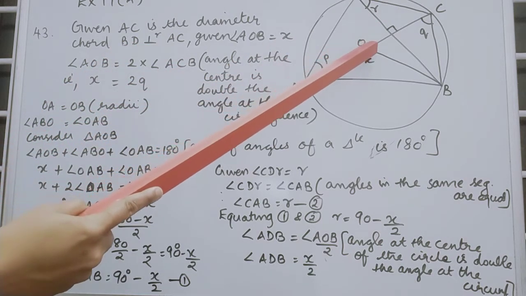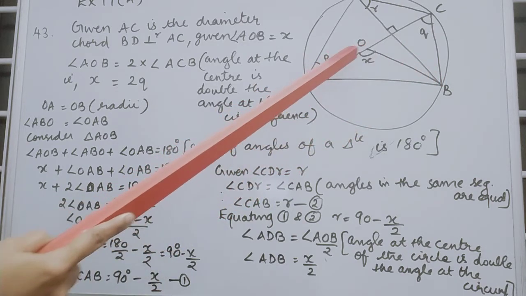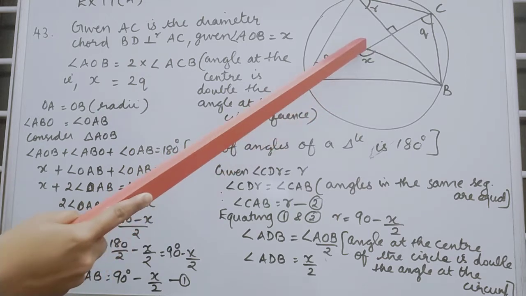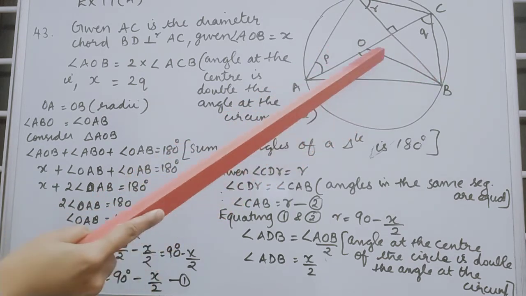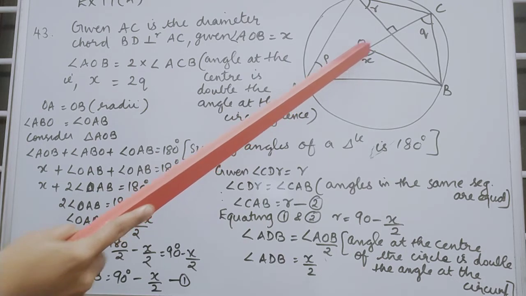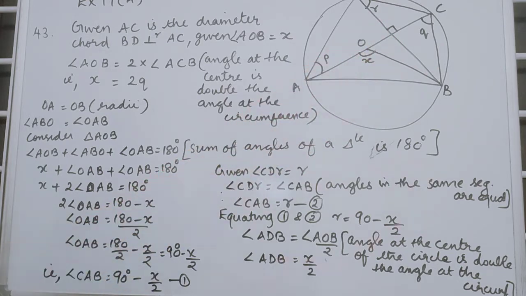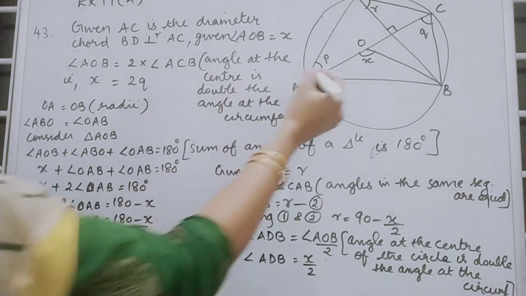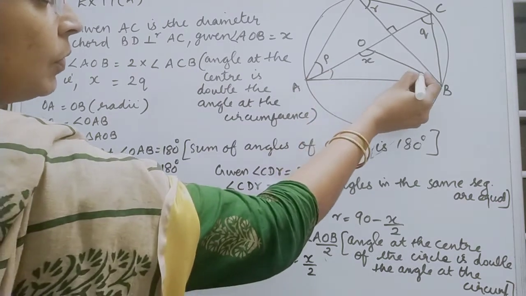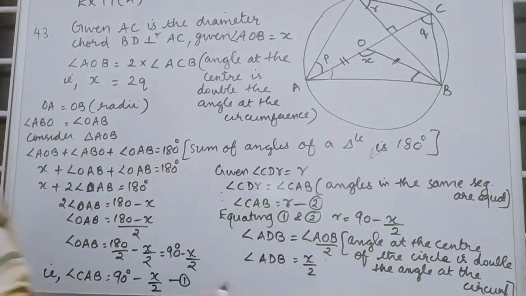O is the center of the circle. OA and OB are the radii of the circle. So what about the opposite angles? OA and OB are equal, which means the angles opposite to those sides will be equal. So which two angles will be equal? OAB will be equal to ABO. Why? Because AO is equal to BO. It is a radius, so the angles opposite to those sides will be equal.